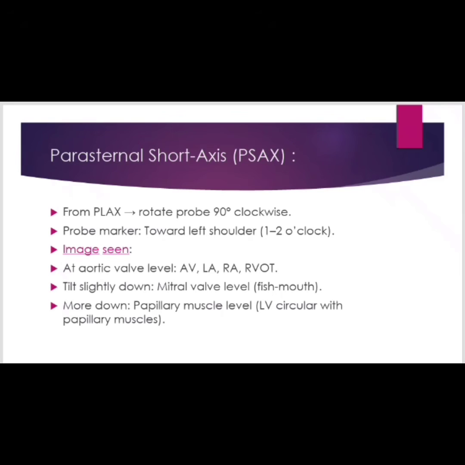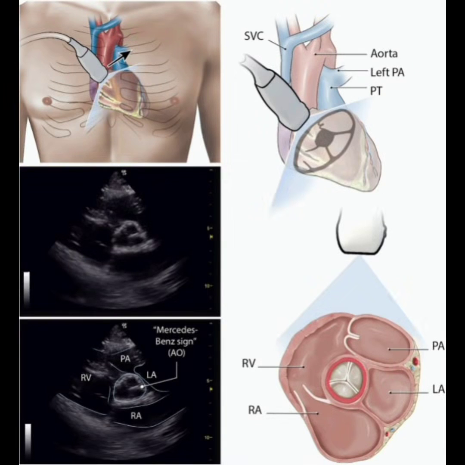Tilting slightly down, the probe will bring the mitral valve level, which looks like the opening and closing of a fish mouth. Tilting more down gives the papillary muscle level view. In that you can see the LV in circular shape with papillary muscles. This is the parasternal short axis aortic level view. See the probe position and marker direction.